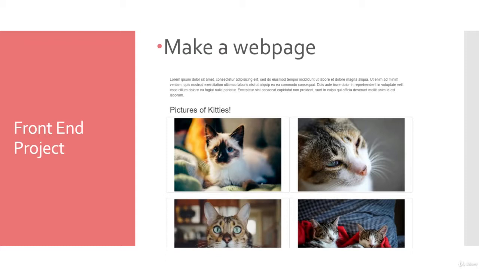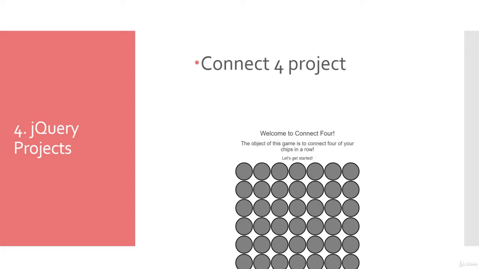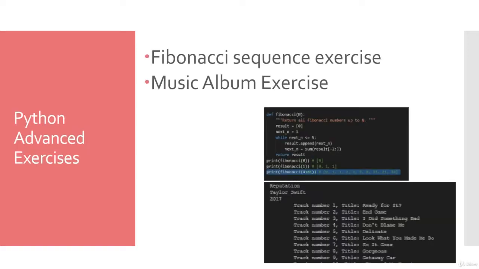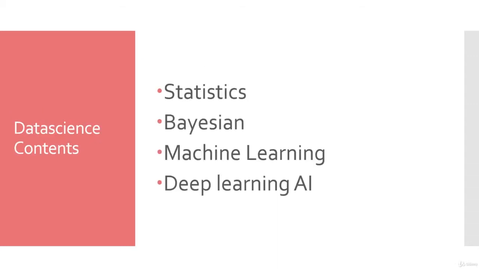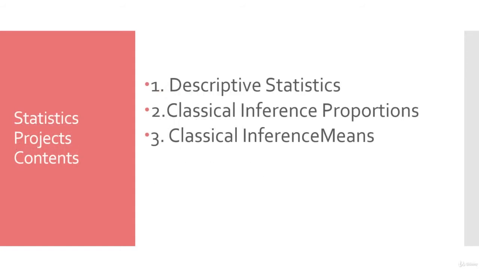One of our bigger projects of the front-end section is the creation of a website that's responsive. So that'll be our front-end project. We're also going to make a game. In Python, we're going to be doing lots of exercises, some advanced, some simple. In data science, we're actually going to go through a great deal of data science, starting from statistics all the way through deep learning and AI.